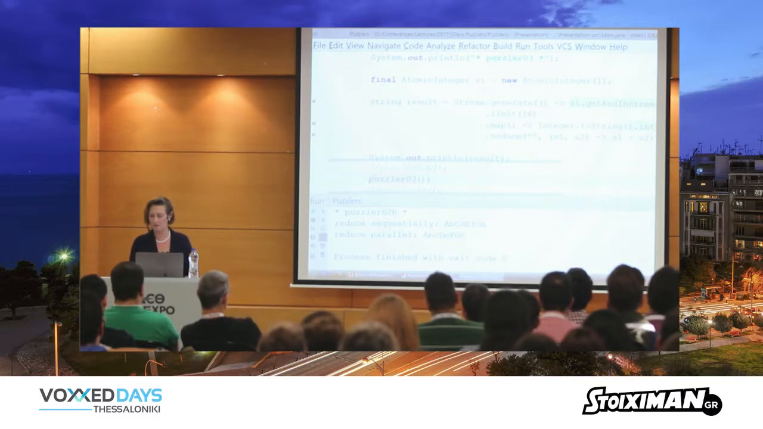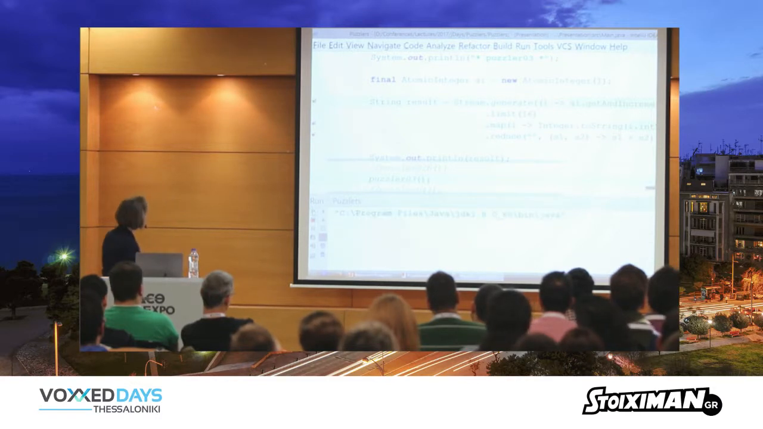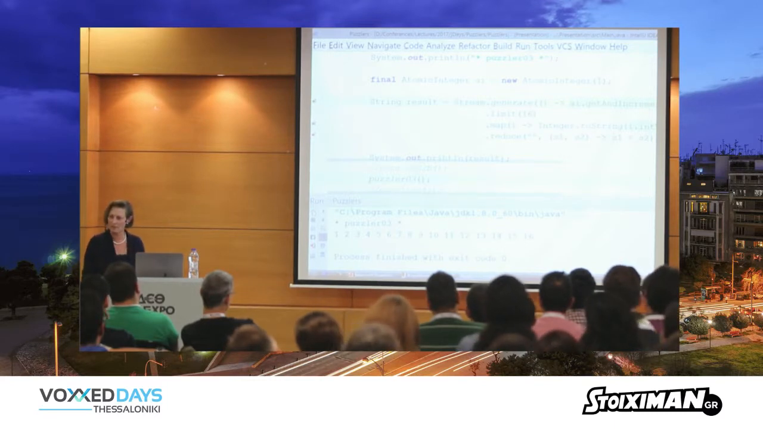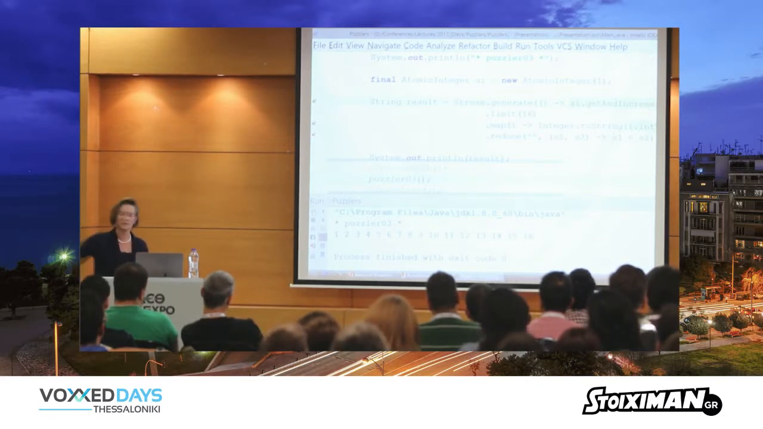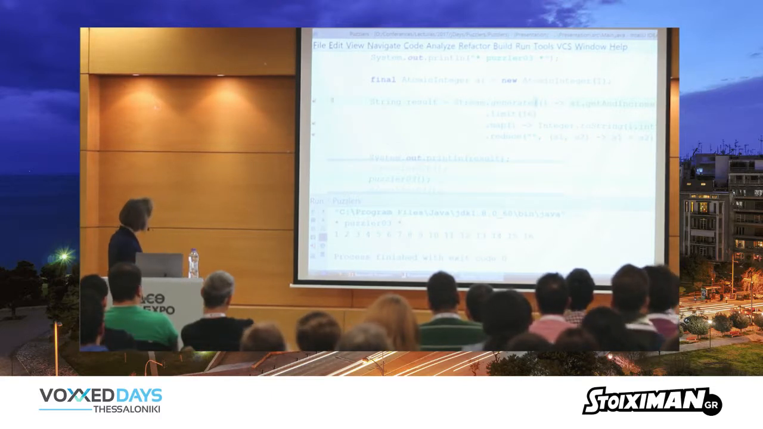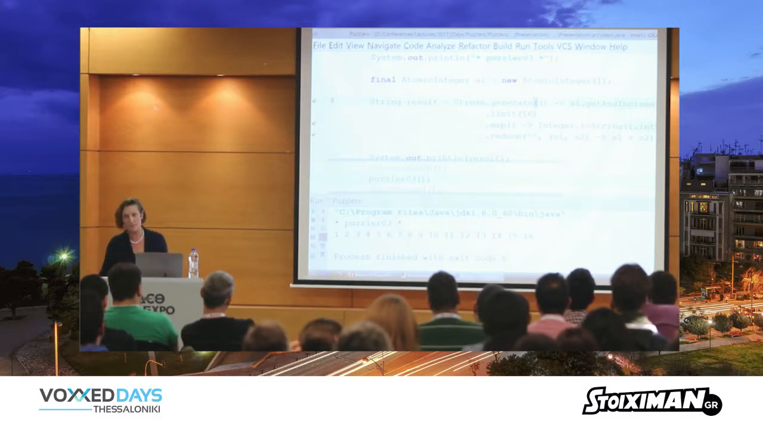Okay, first let's run it sequentially. This is sequential execution. Well, not surprising, yeah? 16 numbers, the incremented atomic integers. Now what happens if I go parallel? Will we see the same sequence? Will we see something else? Will we see the same 16 numbers in different order, or will we see different numbers?